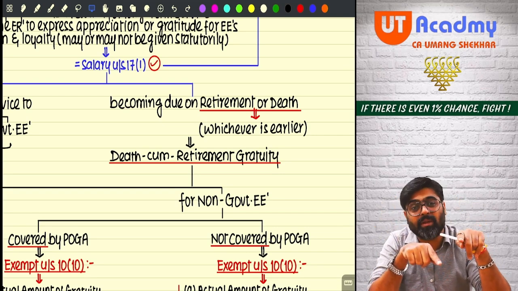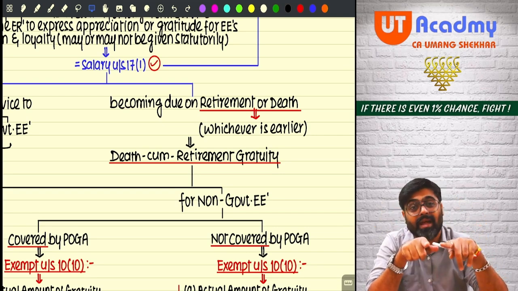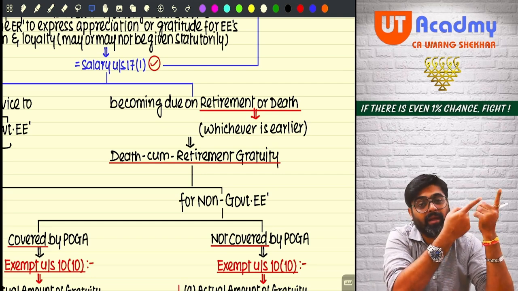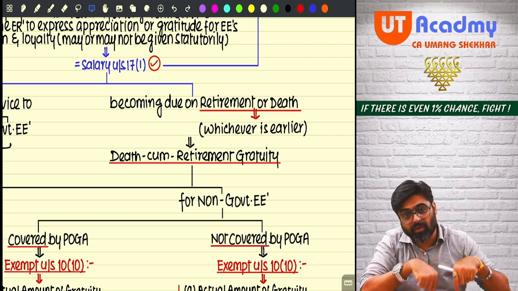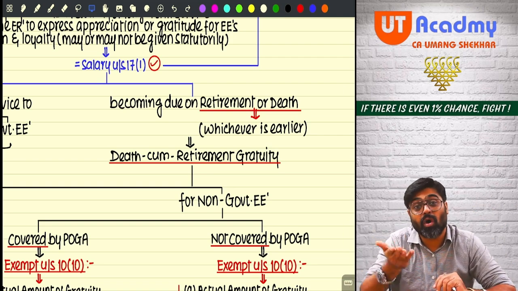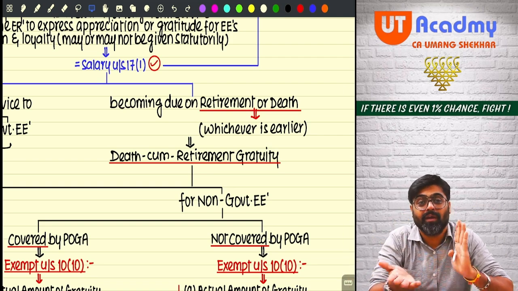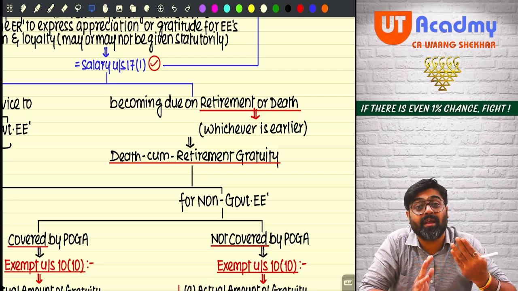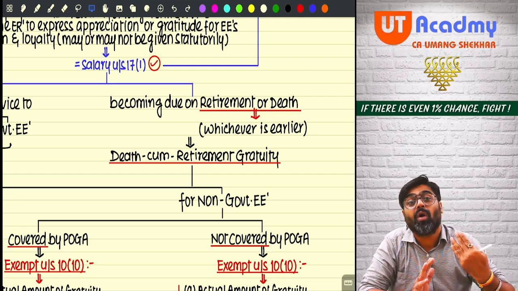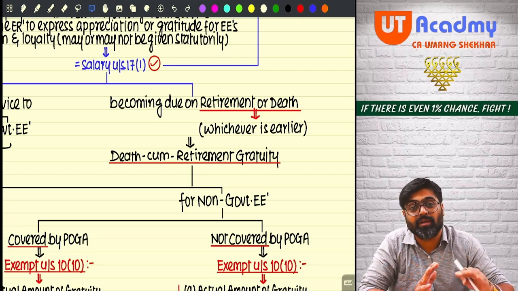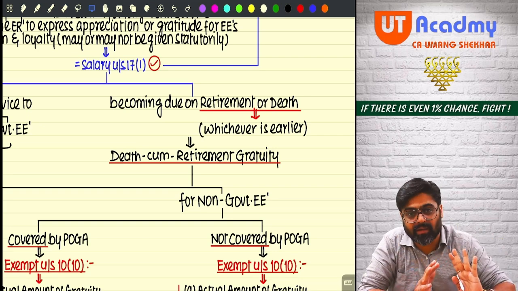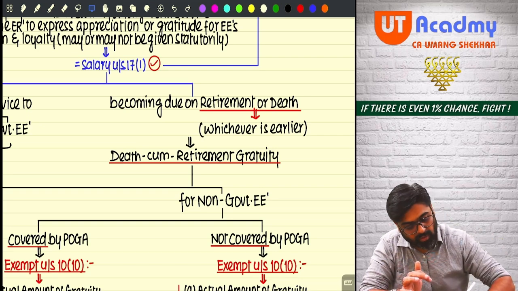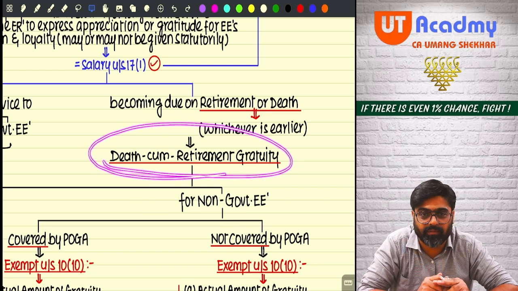Now it might be possible that your retirement is coming later on, but even before that you die. So on your death, this will become due and will be given to your legal heirs. So the gratuity which becomes due either on retirement or on your death, whichever happens earlier, is known as death cum retirement gratuity.